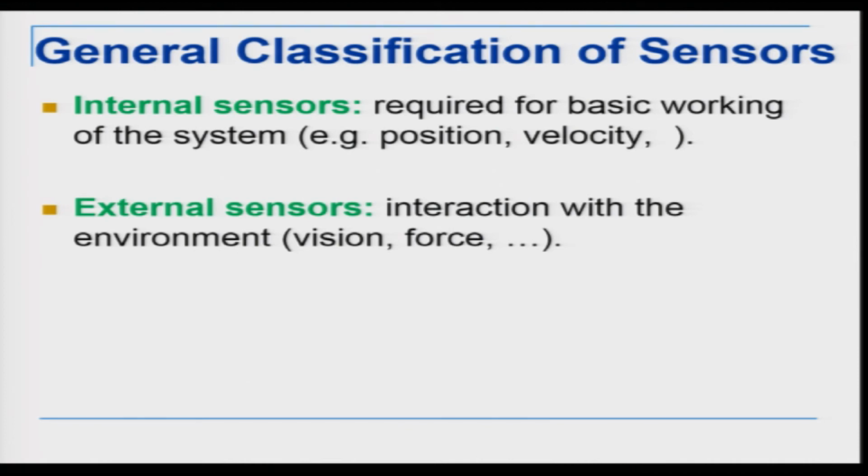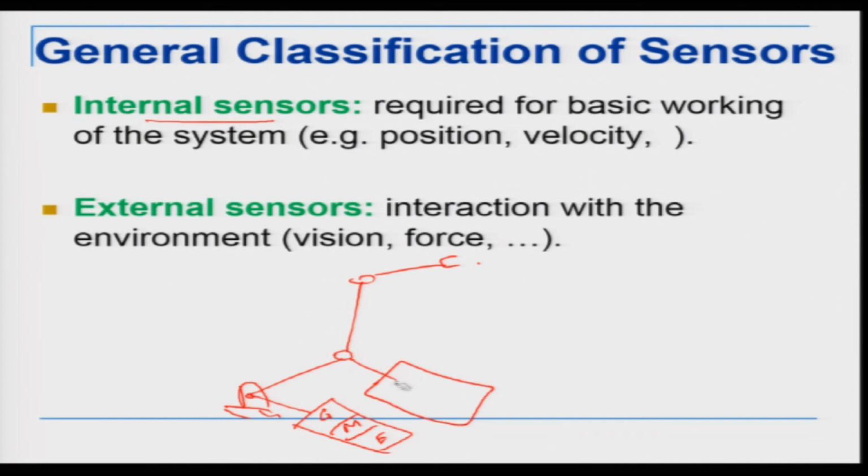General sensors classification is of 2 types. The first is internal sensors. Okay. Now, the internal sensors are required for the basic working of the system. So, let me draw a robotic system here. Okay, this is my link, and at each joint we have a motor, we have a gear in front, and we have an encoder or position sensor at the back. Okay. So, every joint will have one of these, and that is how it moves. So, there is a motor, there is an encoder at the back, and there is a gear sitting in front.